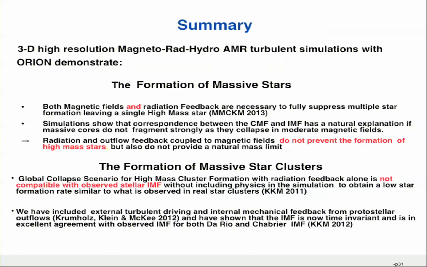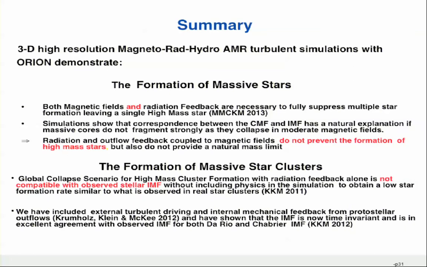Okay, I'll just quickly go over the summary and then get to the challenges in less than a minute. We've shown that for the formation of massive stars, magnetic fields and radiation feedback are crucial for the suppression of multiple star formation, leaving a single massive star. We show how the correspondence between the core mass function and the IMF actually has an explanation. A point to note is that radiation feedback and outflow feedback do not prevent the formation of high mass stars, but we also don't have a natural limit.